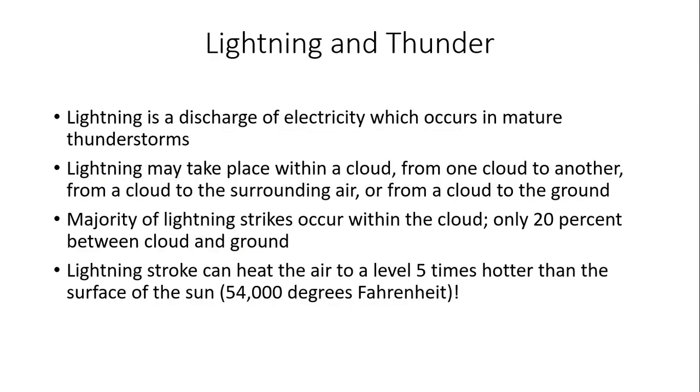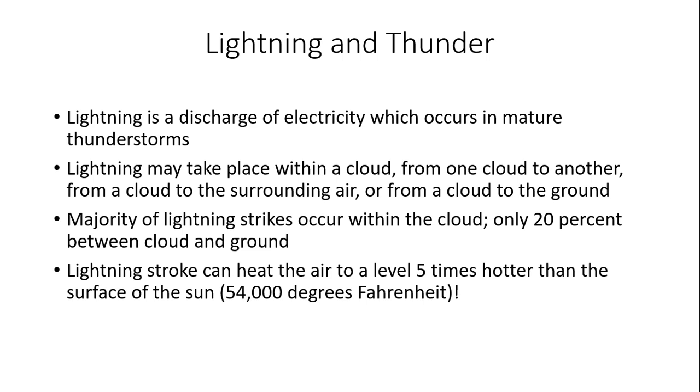All right, now let's move on to the topic of lightning. Ooh, what an exciting topic this is. What is lightning? Simply put, it's a discharge of electricity which occurs in mature thunderstorms. The lightning may take place within the cloud, so intra-cloud lightning is possible, from one cloud to another, from a cloud to the surrounding air, that's cloud-to-air lightning, or from a cloud to the ground, that's that CG lightning strike.